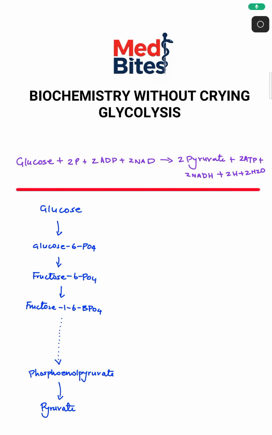Biochemistry can feel like a complete pain, and the worst part, most students try to memorize every single enzyme, every intermediate, and every pathway. For your board exams, that's usually the wrong approach. Instead, focus on the rate-limiting enzymes, the high-yield enzymes, and the clinical associations. Today, let's learn about glycolysis without crying.